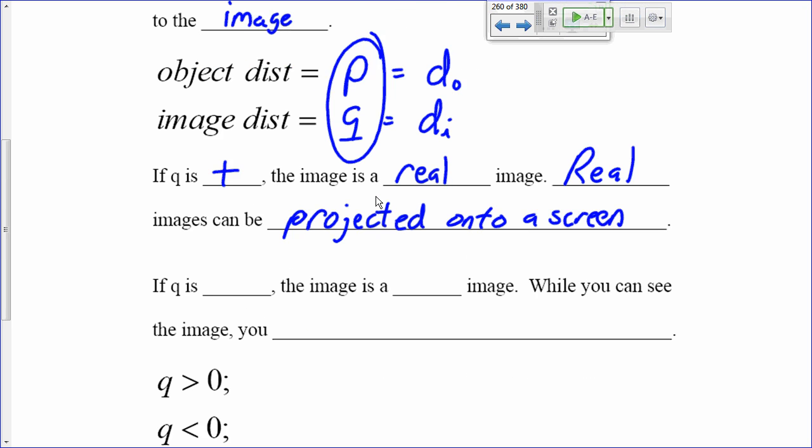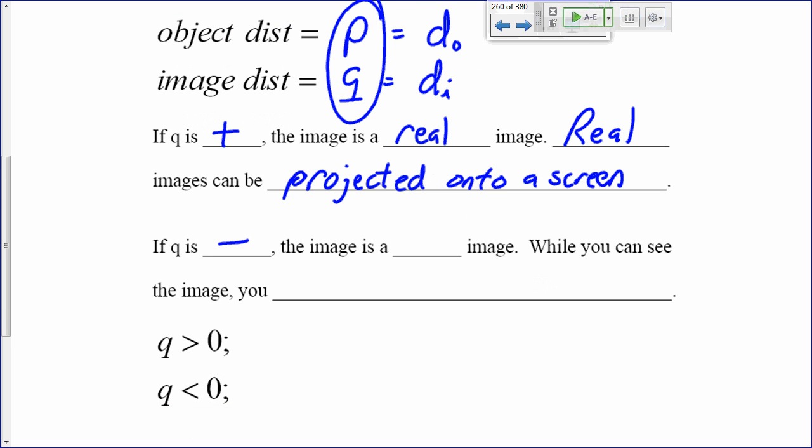If Q is negative, the image is a virtual image. And while you can see the image, like in a bathroom mirror, you cannot project it onto a screen.